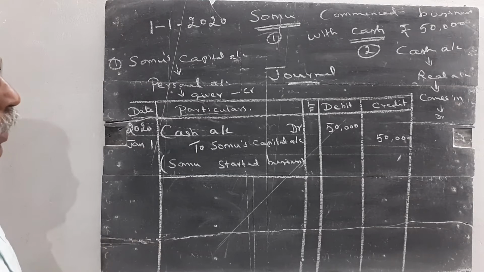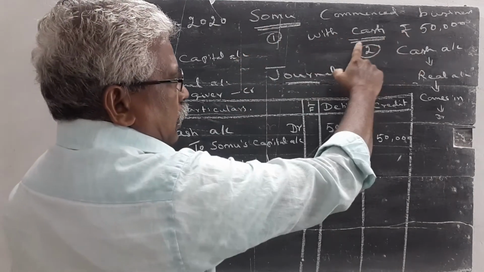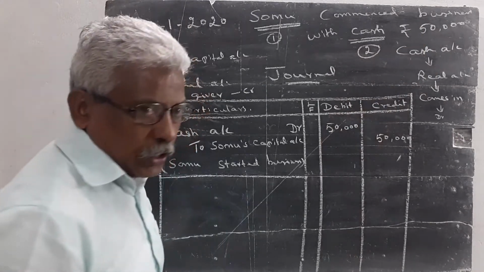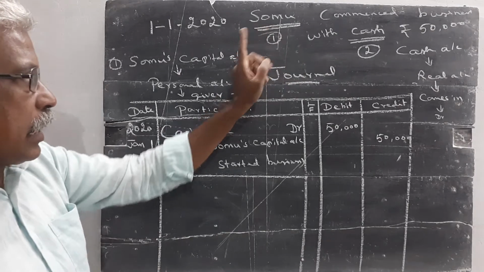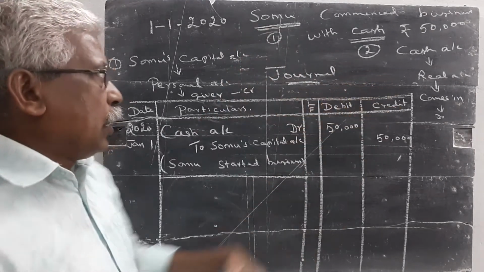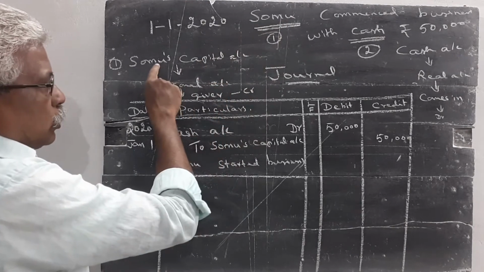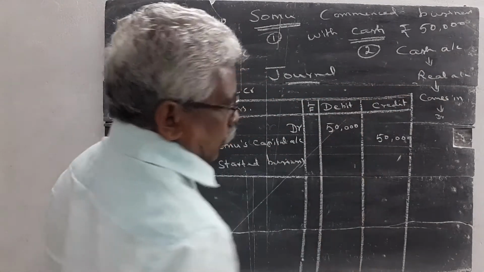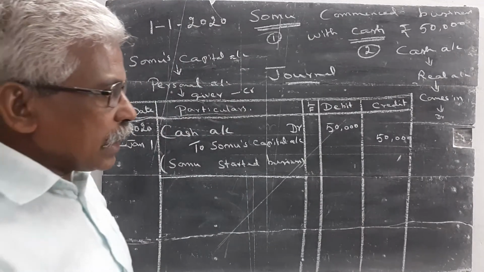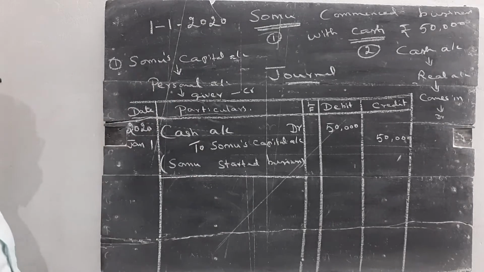Once again I explain. Somu is a proprietor of the business. He commences business with a cash of rupees 50,000. This transaction consists of two accounts. Number one, Somu, the proprietor, contributes capital, so Somu's capital account. Number two, cash account. Cash account is the real account. Somu is the personal account.